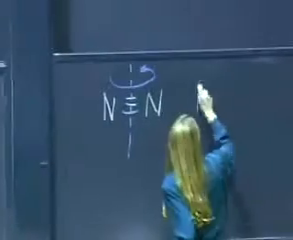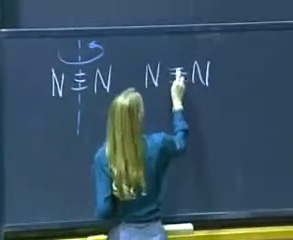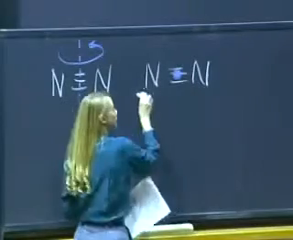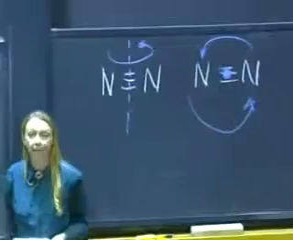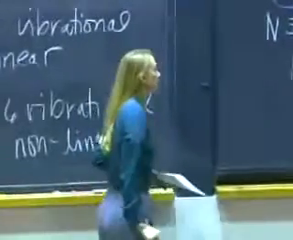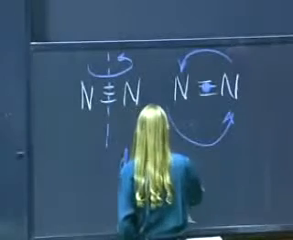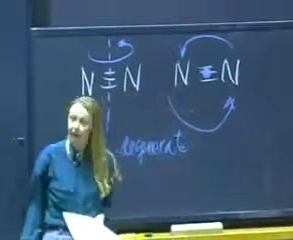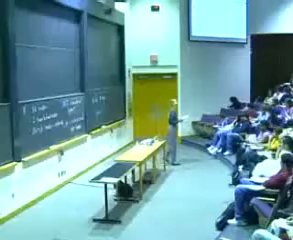Another rotational mode is rotation around an axis here that is perpendicular to the board. Right? This is another rotational mode. It's going to turn out that these 2 rotational modes are degenerate, meaning they're going to have the same frequency of rotation, they're going to have the same energy. Okay, we'll talk about that in a moment.